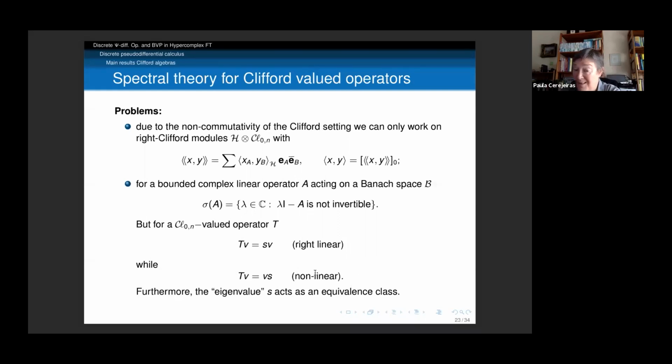The problem is this is a non-linear operator and it has more problems. For instance, in the moment you have one such eigenvalue, what you do have is not an eigenvalue, but a representative of an equivalence class of eigenvalues. It is enough that you multiply by a unit element here, you rotate your eigenvalue, and all of these satisfy exactly the same equation.